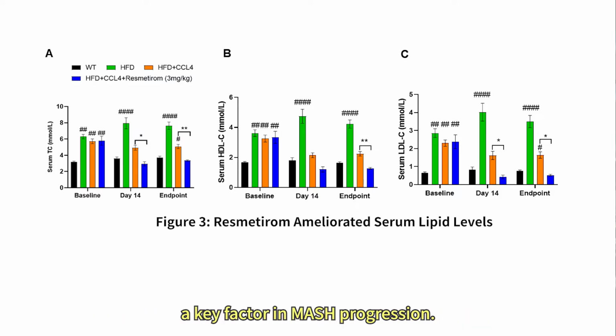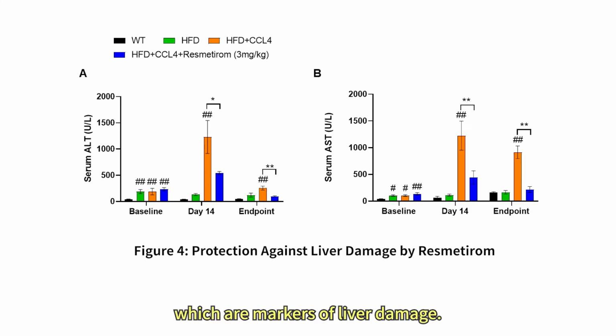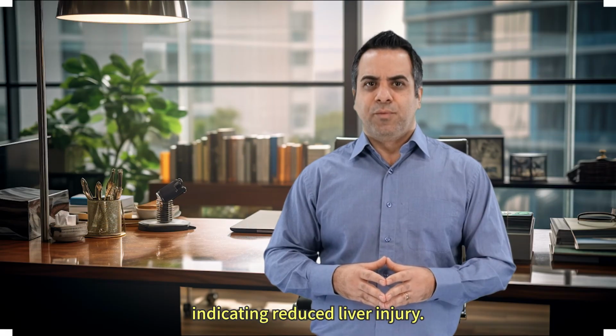This figure shows the positive effects of resmetirom on liver enzymes ALT and AST, which are markers of liver damage. The treated mice displayed substantially lower levels of these enzymes compared to their counterparts, indicating reduced liver injury.